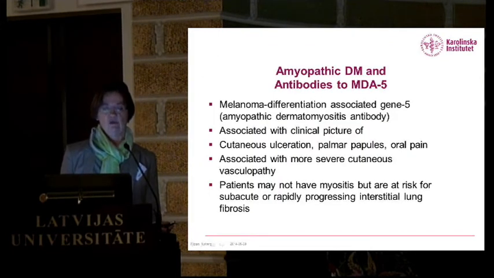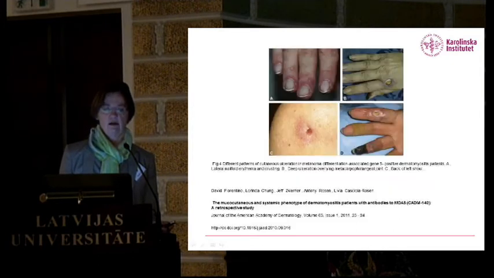which is linked to the amyopathic dermatomyositis, formerly called dermatomyositis sine myositis, or amyopathic dermatomyositis. This gene is linked to melanoma differentiation, and it's associated with cutaneous ulceration, palmar papules, and oral pain, and also with a very severe cutaneous vasculopathy. But they may not have myositis, but they are at large risk for a very grave interstitial lung fibrosis.